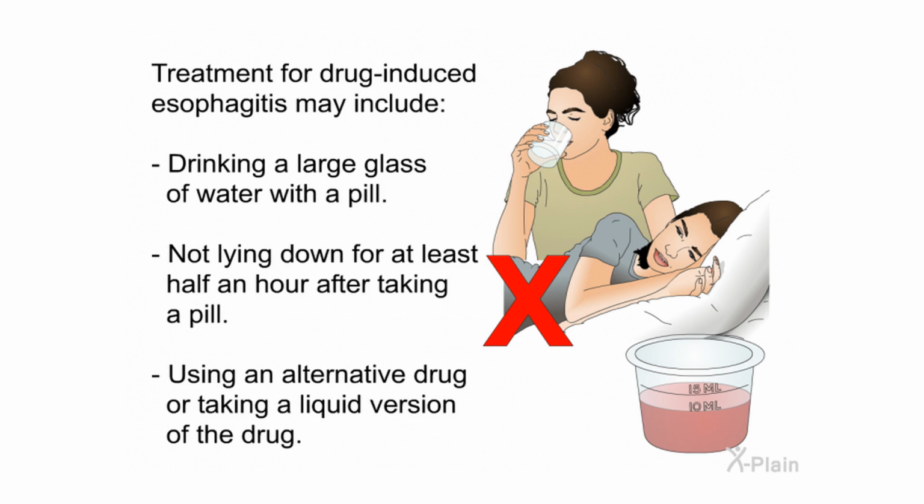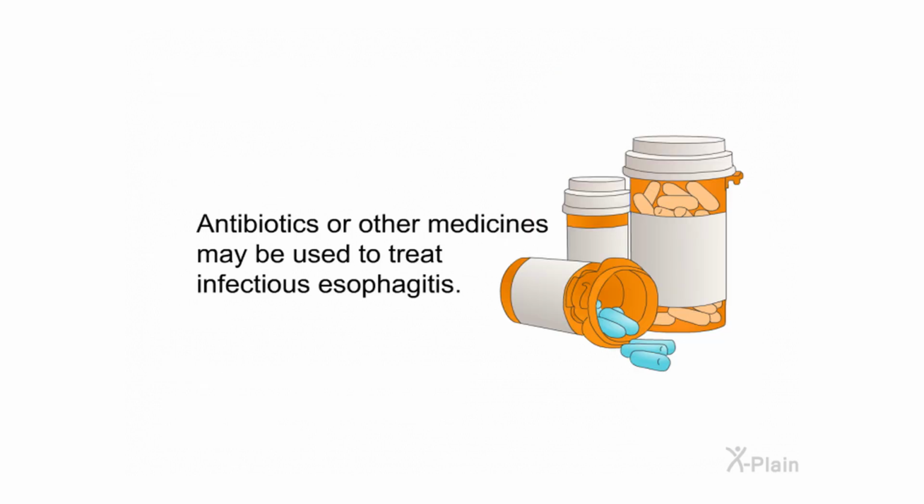Treatment for drug-induced esophagitis may include drinking a large glass of water with a pill, not lying down for at least half an hour after taking a pill, using an alternative drug, or taking a liquid version of the drug. Antibiotics or other medicines may be used to treat infectious esophagitis.